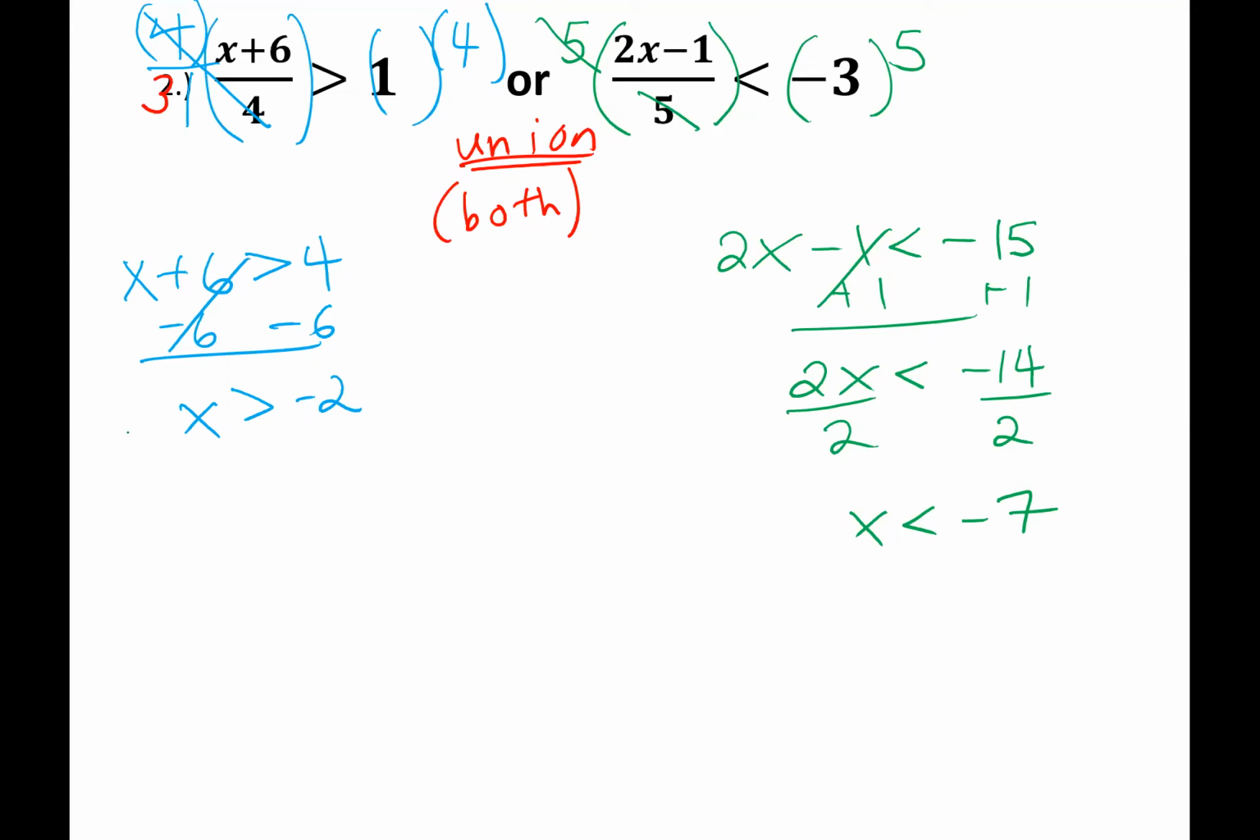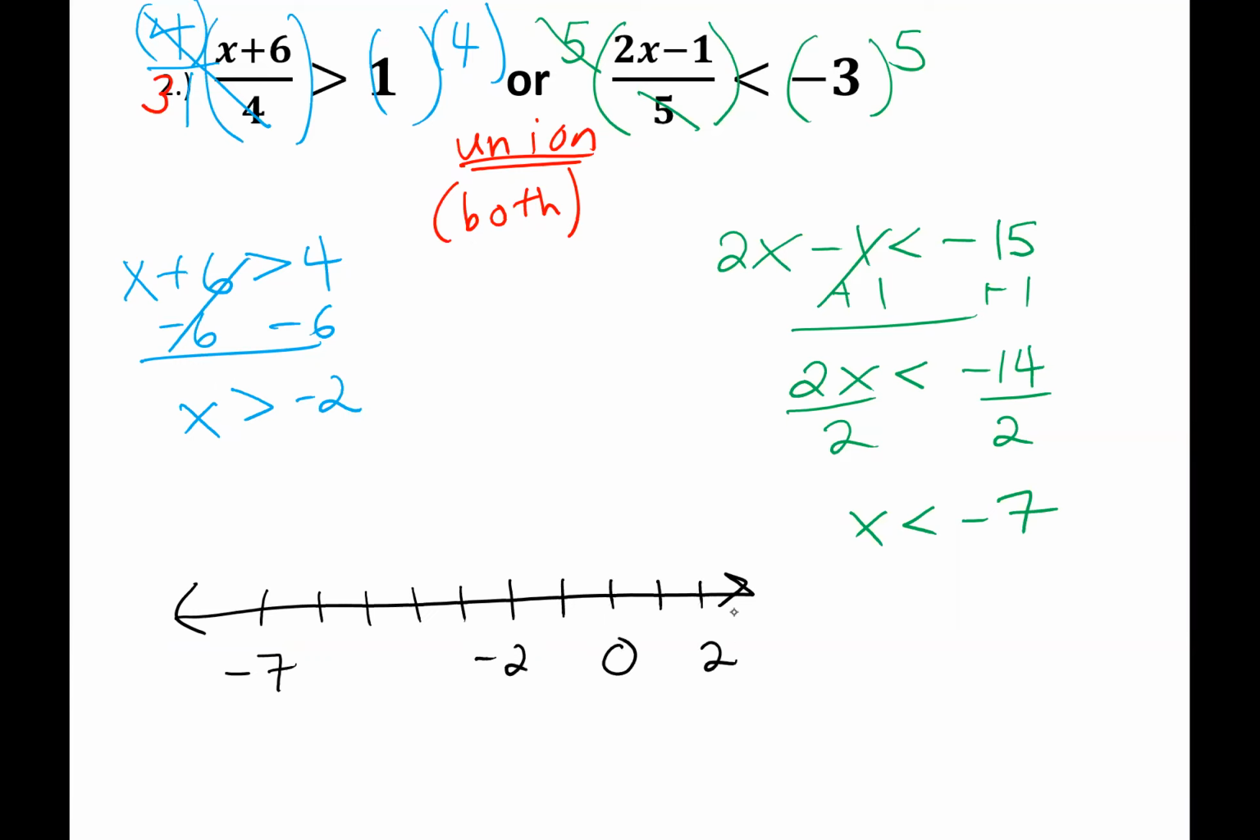Okay, so here are the two different parts of our solution. We have x is greater than negative 2, or x is less than negative 7. Now, I don't think there's going to be any overlap, but even if there was, we would need to use that union symbol to join both inequalities together, whether or not they overlap. Now, let's be careful about numbering on our number line. Negative 7 is further to the left than negative 2. So negative 7, negative 6, 5, 4, 3. Here's negative 2, negative 1, 0, 1, 2. So I'm just labeling my numbers in order on my number line.